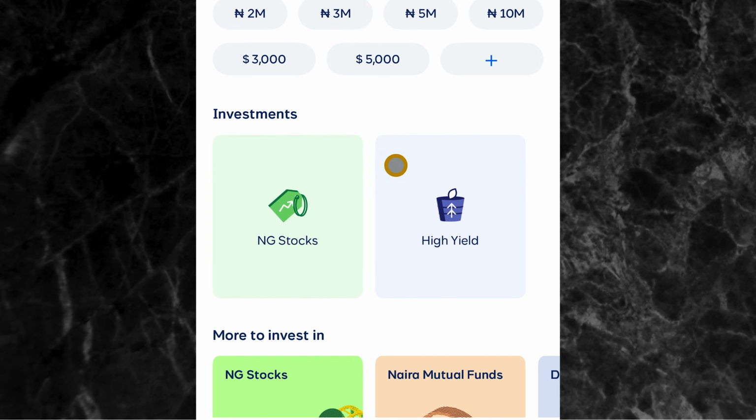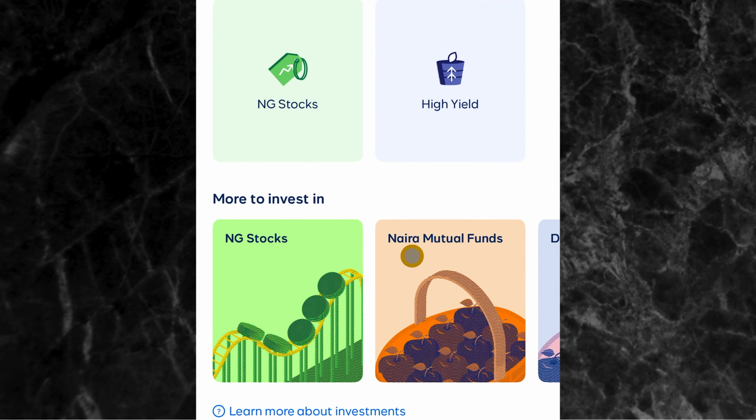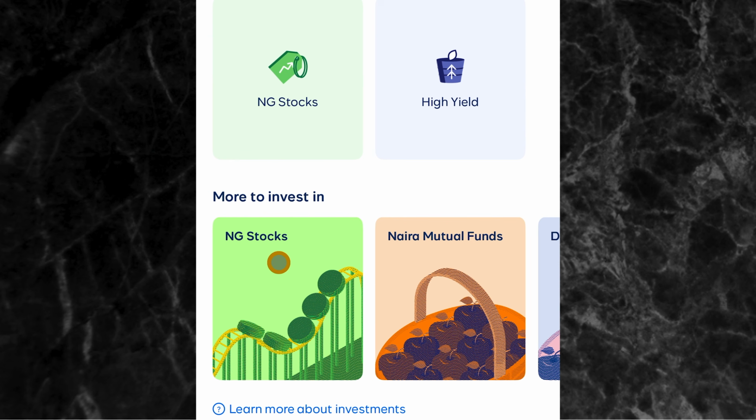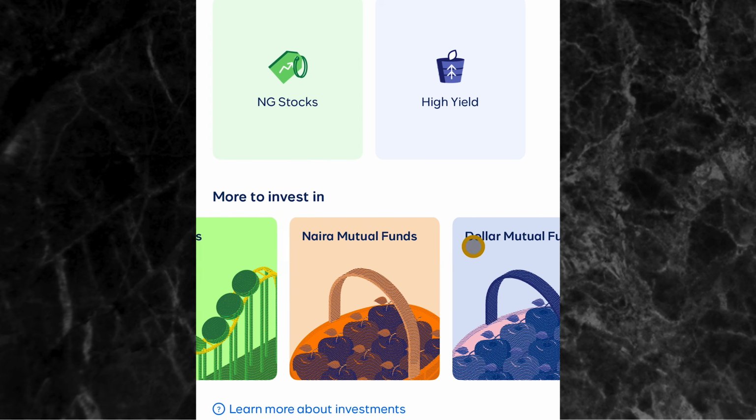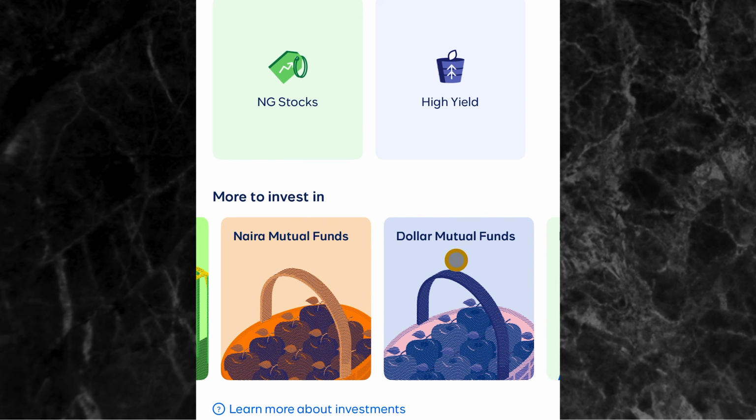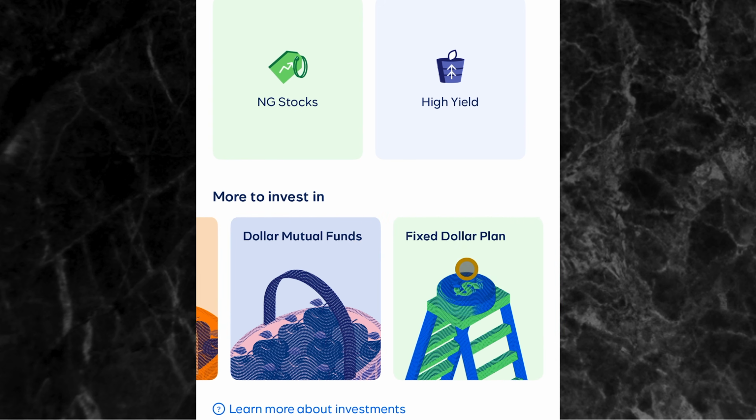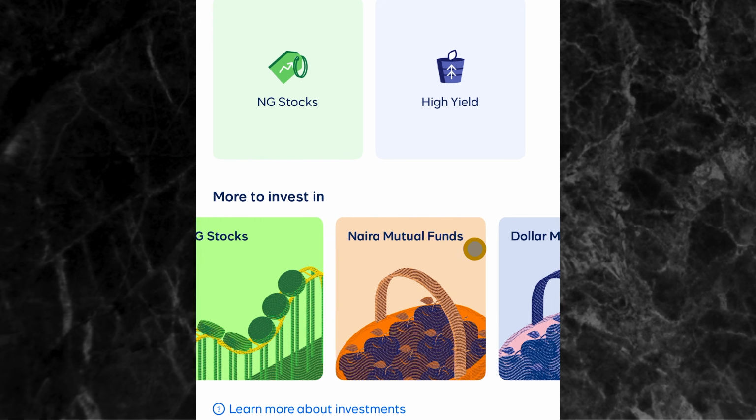And then you have different investments on the app. If you scroll up, you see that you have NG stocks, that's Nigerian stocks. You can invest in Nigerian stocks on the app. You have Naira mutual funds. You can invest in Naira mutual funds on the app. And you also have dollar mutual funds that you can invest in. You also have fixed dollar plans. So those are the different investment plans that you have on the Cowrywise app.